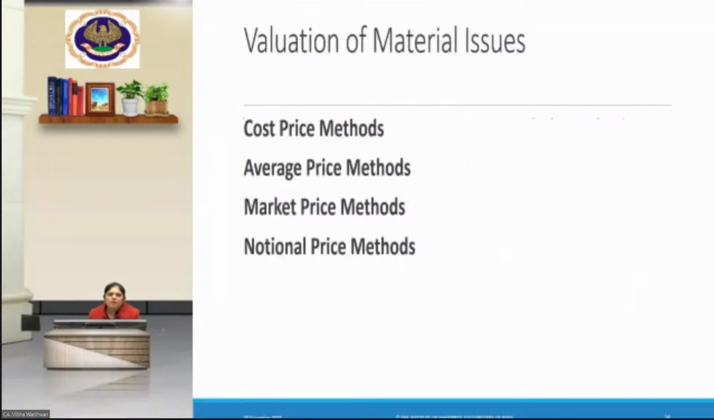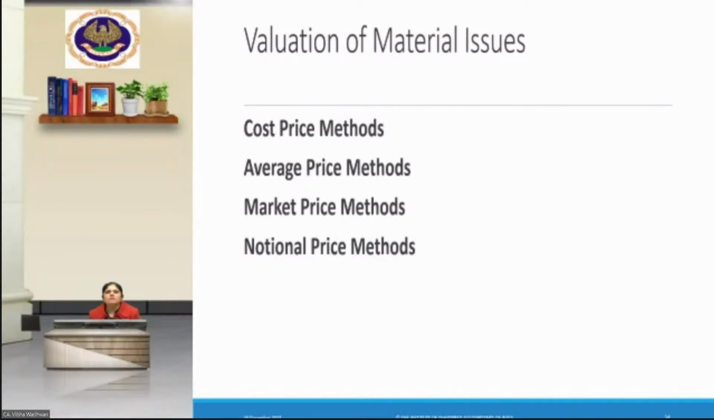All right. Moving forward to valuation of material issues. So there are different methods of material issues: cost price method, average price method, market price method, and notional price method. All right. So we'll be doing the cost price method here. Of course, cost price means the purchase price or the valuation of material which we have done. So with the cost price method, we are issuing the materials now. I told you in the beginning that material control involves 3 phases. Material procurement. So we have done material procurement.